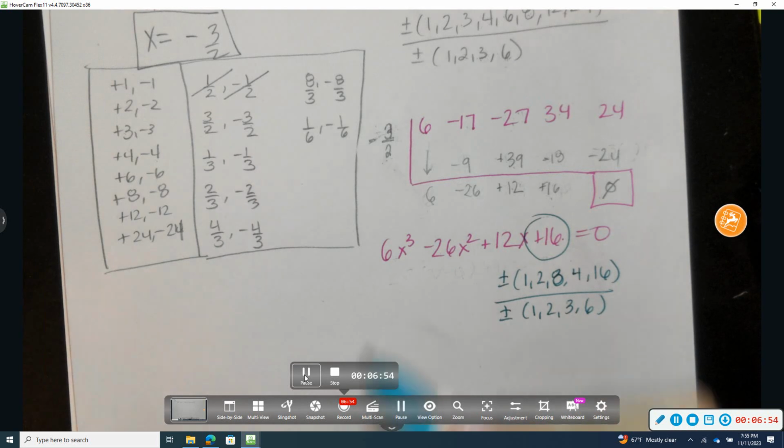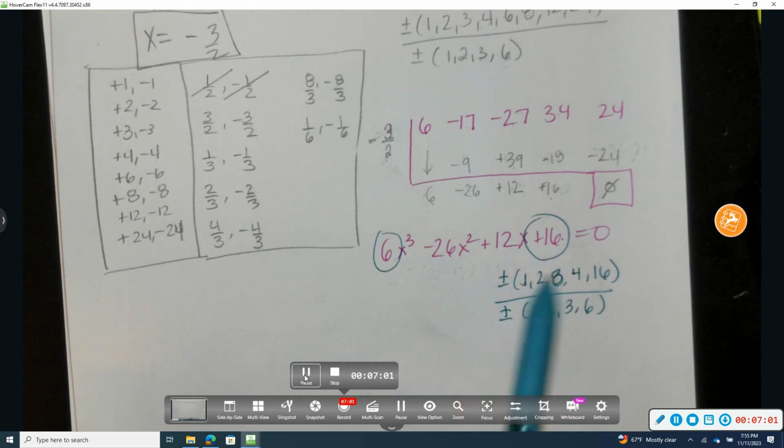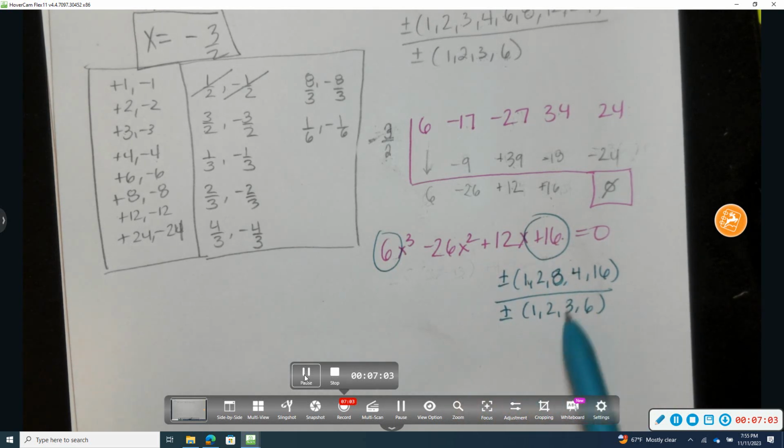So the first thing I did is I identified what is the constant and what is the leading coefficient. Factors of 16 would be 1, 2, 4, 8, and 16. I wrote this in order. And then factors of the leading coefficient, which always go on the denominator, as we use the rational root theorem, would be 1, 2, 3, and 6.